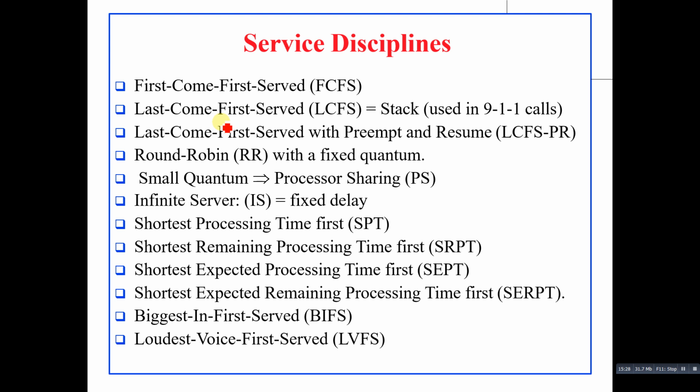The second one is last come, first serve. So it's just like a stack. One example is its use in 911 calls. Let's say you have an emergency and you call, and the operator waits on the line and talks with you, and suddenly another call comes in. If the operator sees that your case is not emergency enough, they will ask you to hold on the line, and then they will serve the next caller first. Then they wait until they finish, and then they come back to you.